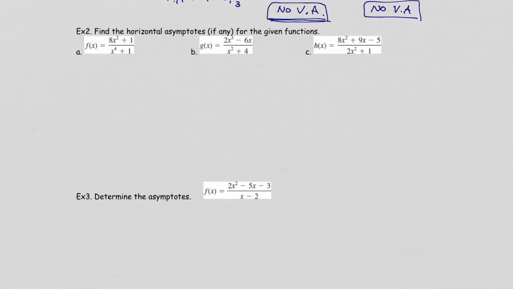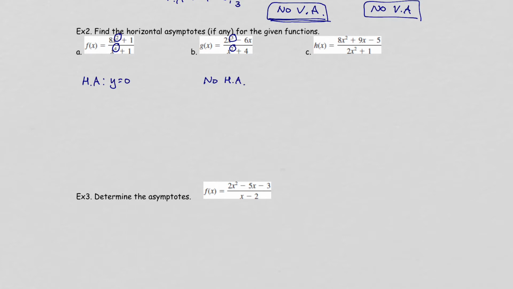So using that, let's look at this. You can see that this is a square and this is a fourth exponent. So it looks like the numerator is smaller. When you have a smaller numerator, your horizontal asymptote is going to be y equals 0. What about the second one? In the second one, you have a cube and a square. Your numerator exponent is larger this time. So that means you're going to have no horizontal asymptote.